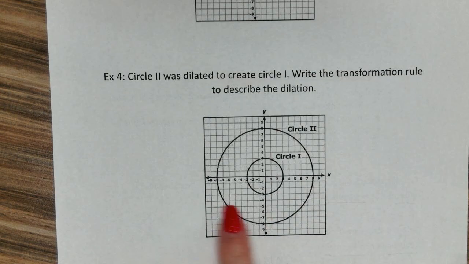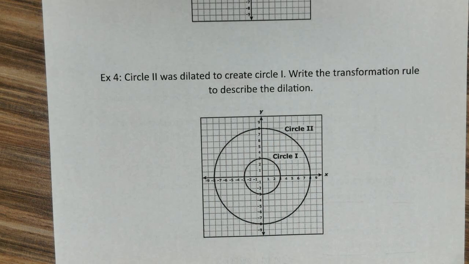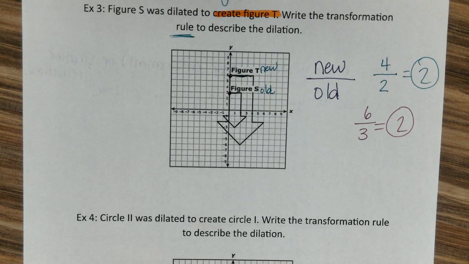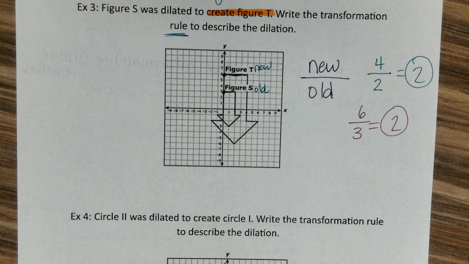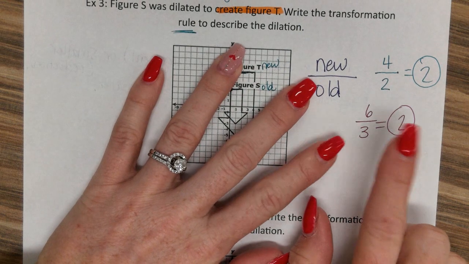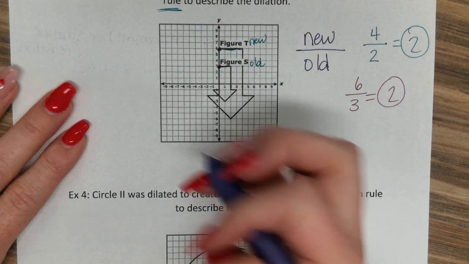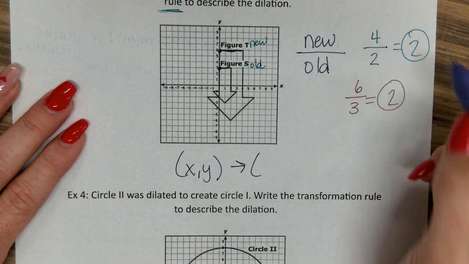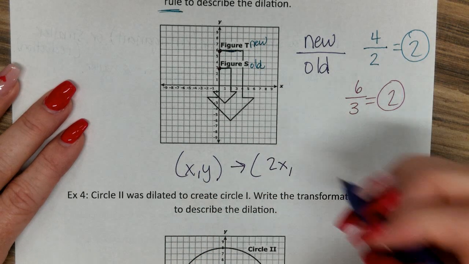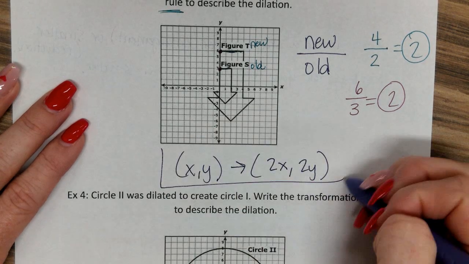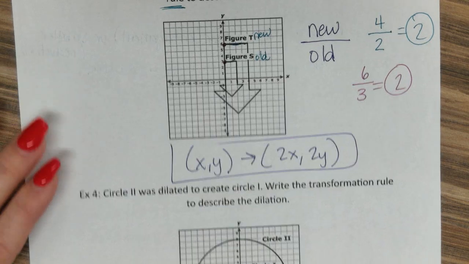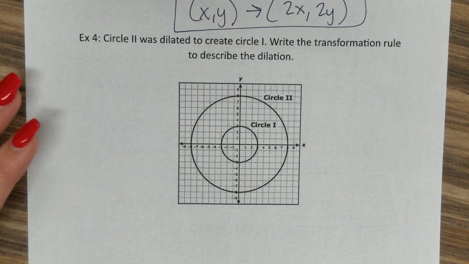Like, look at the second problem. You can't count a side length of a circle. You have to use the coordinates, right? Some of them, the coordinates might not be good, but the side lengths are. So you have to use what they give you. Now, real quick, we have to write a rule. My rule says, take my x and my y, multiply the x by 2, multiply the y by 2. And that's my rule. Easy? Okay, you all try the next one on your own.